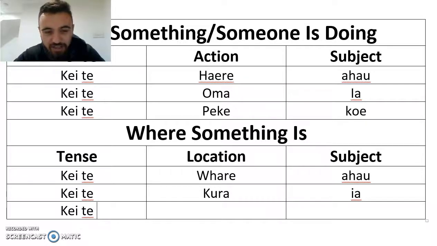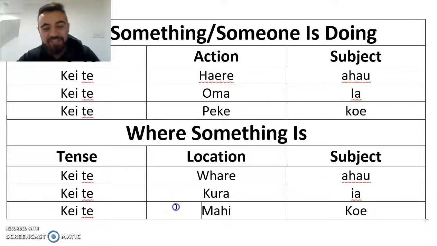Kei te mahi koe, you are at work. Now this is where it can get a bit tricky, and you need to build even more context around the conversation, because mahi can actually be the physical place of work, or it can also be the action of working. So it'll really depend on what else is being said in the sentence.